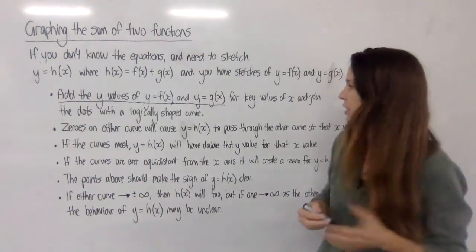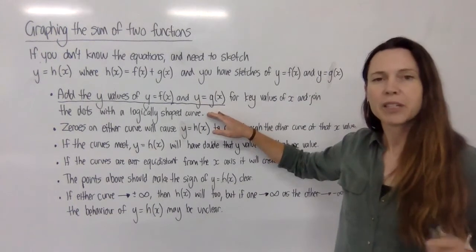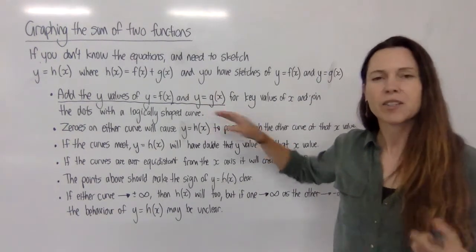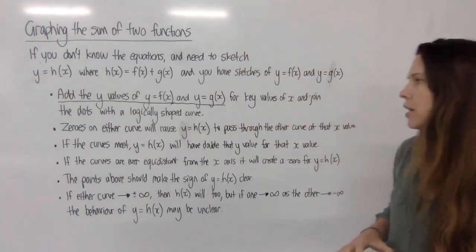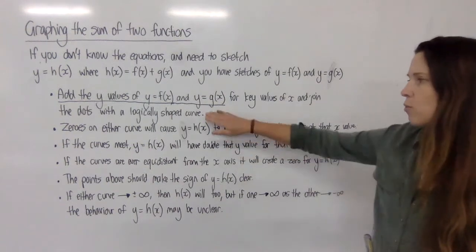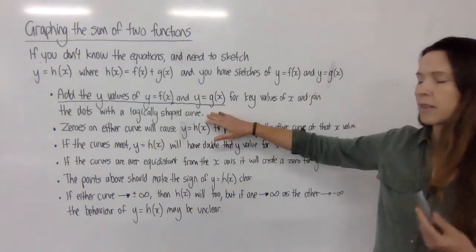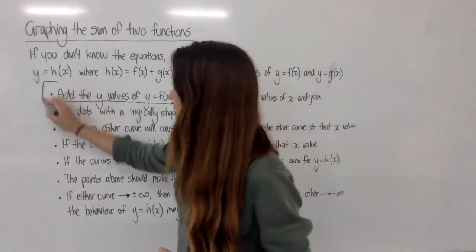Now I say a logically shaped curve because if we're adding, say, a straight line and a parabola, then we can tell that the curve of the parabola is going to give a curve to the new compound function. And generally, you'll see that as you do more of these, it won't be too hard to kind of guess the shape that's between your key points. So this is the main idea. We're adding the y values.